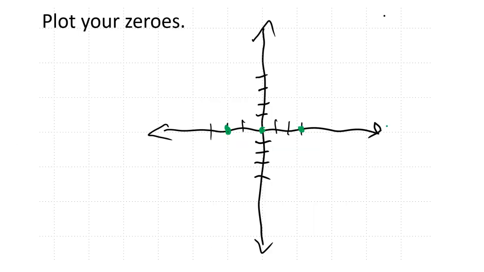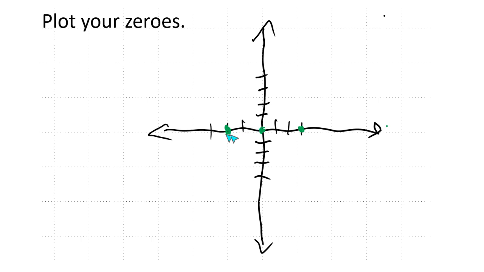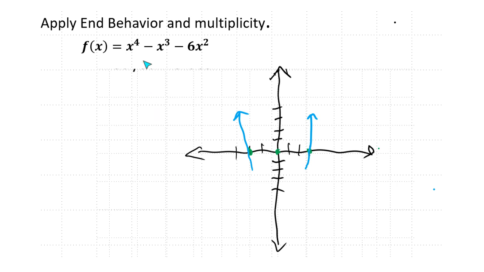So first, I like plotting my zeros, -2, 0, and 3. So -2, 0, and 3. Then I like to, at the end behavior, since this is a 4, that means that the graph rises to the right and it rises to the left. So I just kind of put my arrows pointing. I know that at this 0, x equals 3, it's going to cross. So I extend it through. And at x equals -2, it's also going to cross.